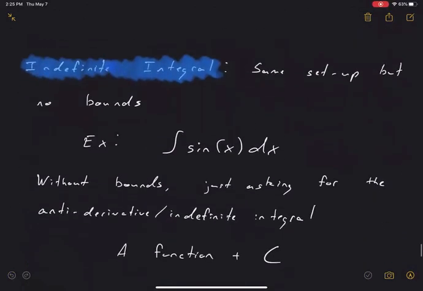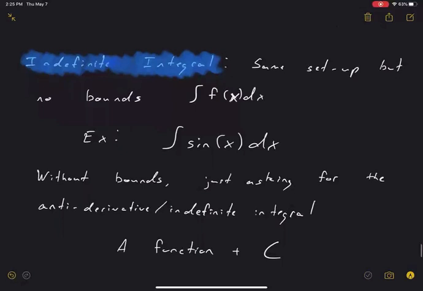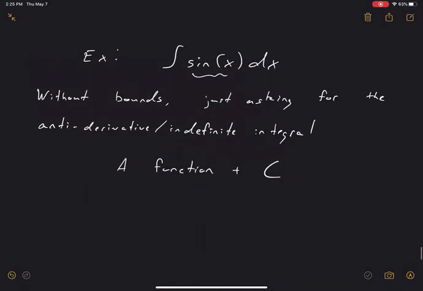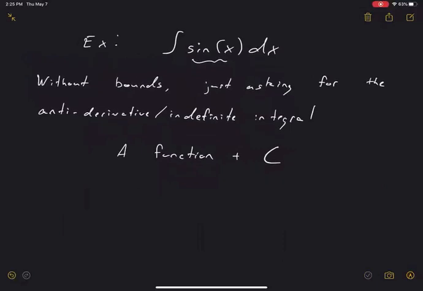What is an indefinite integral? It's the same setup, but we don't have any bounds. We just have an integral sign and our function. So in general, we're going to have integral sign f of x dx, no bounds. What are we looking for here? Now we're not looking for a number, we're not looking for an area, we're just looking for that antiderivative, that function or family of functions whose derivative is going to be equal to the function inside the integral. That's the only thing we're looking for when we have an indefinite integral. So we're just going to end up with a function, and then we have that constant of integration, plus c.